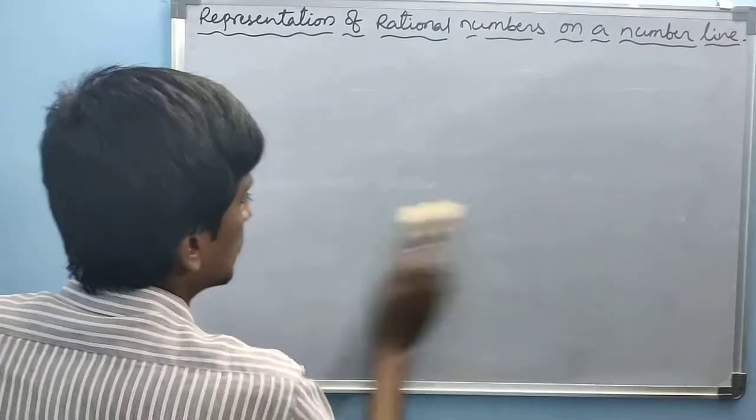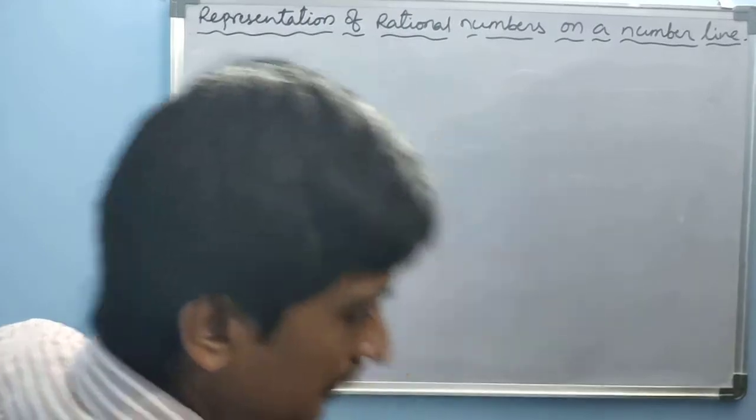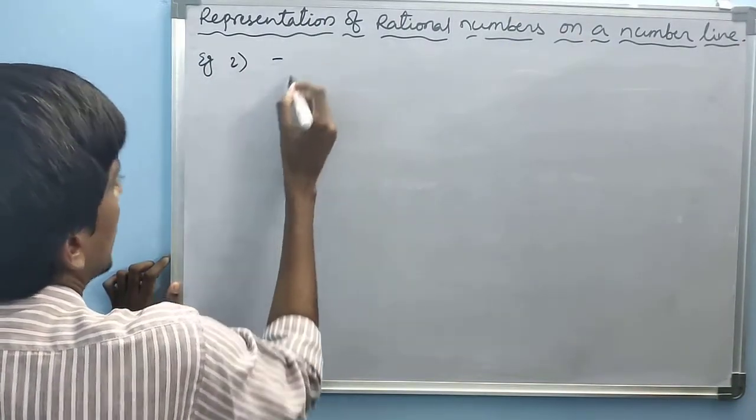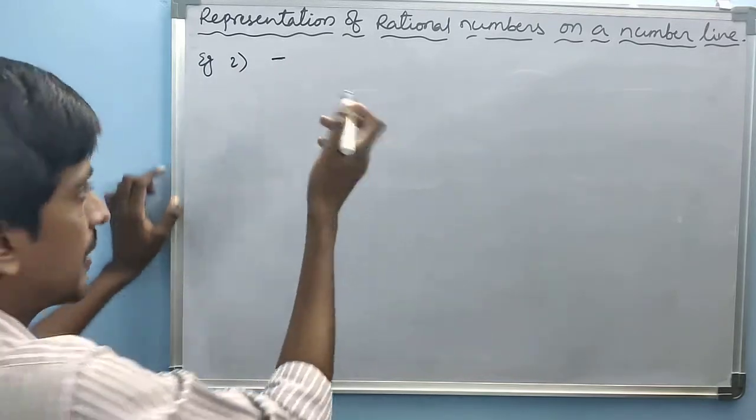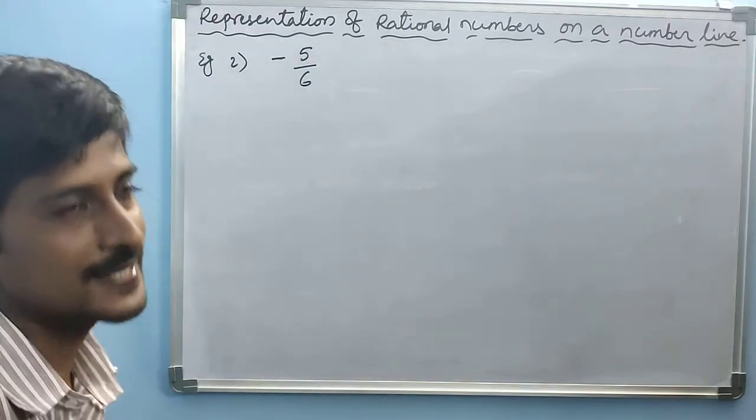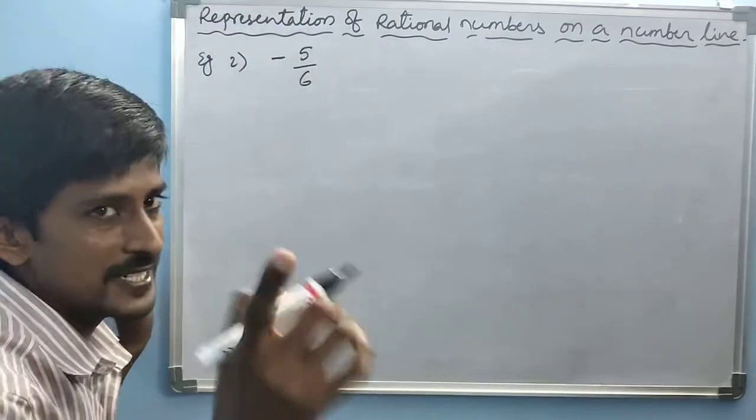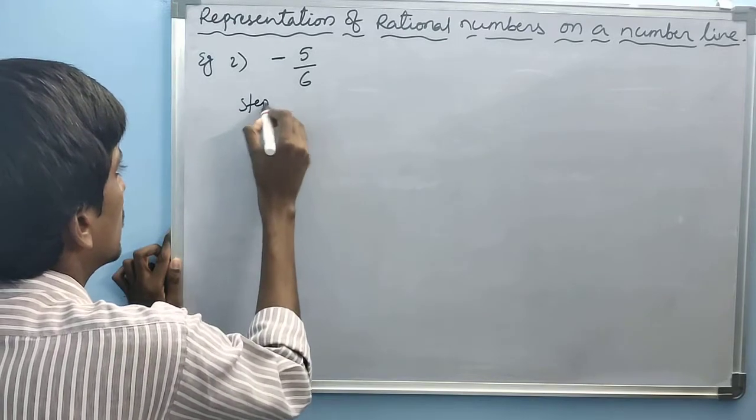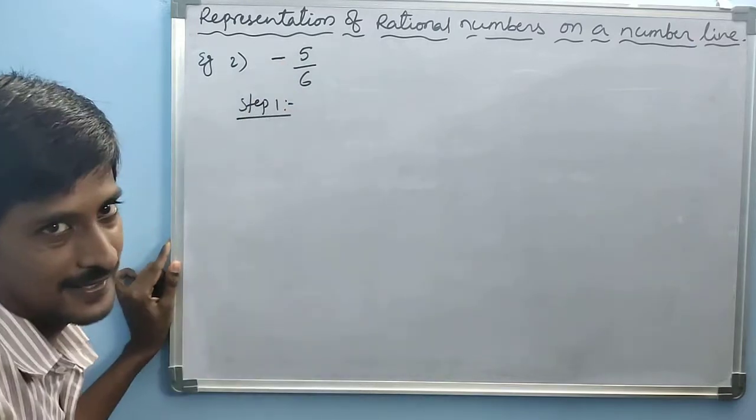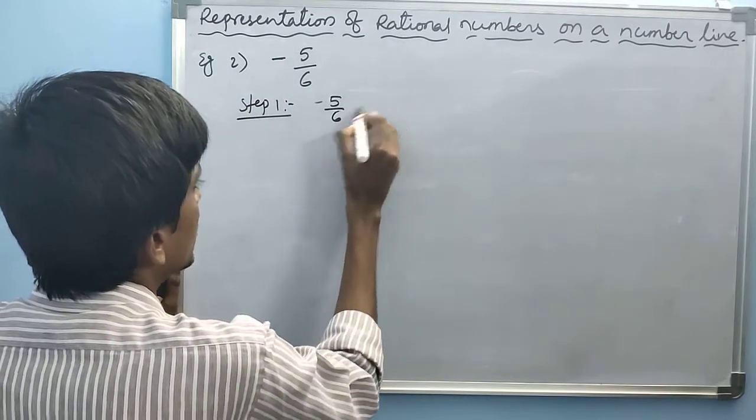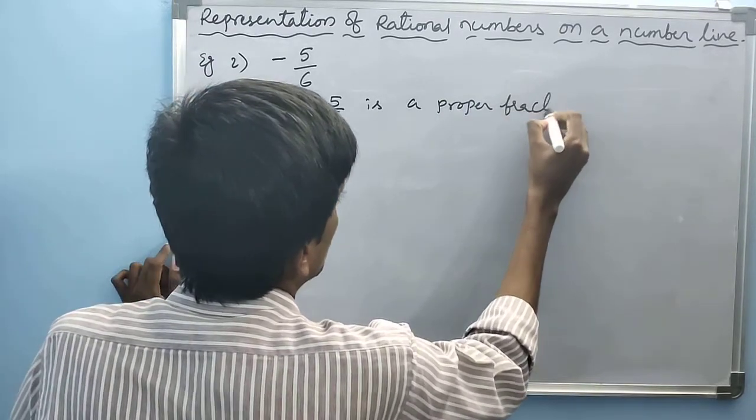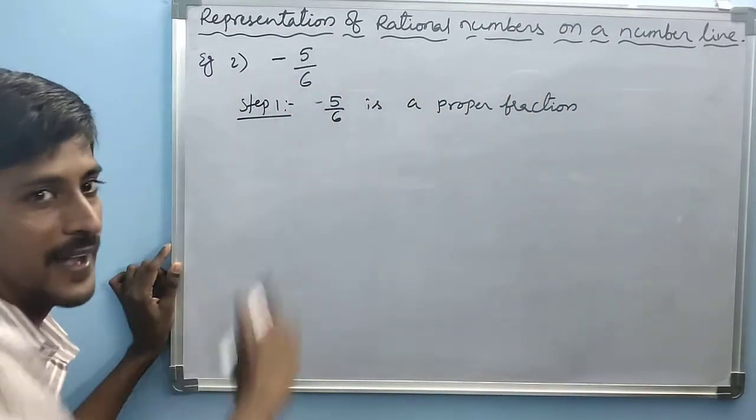take another example. For example, example 2: here I will take negative numbers, minus 5 by 6. So, first, step 1. What is step 1? What is the fraction? Minus 5 by 6 is a proper fraction. It is a proper fraction.